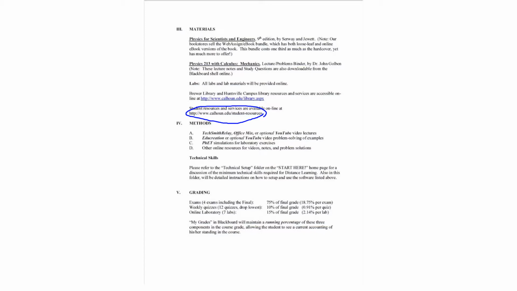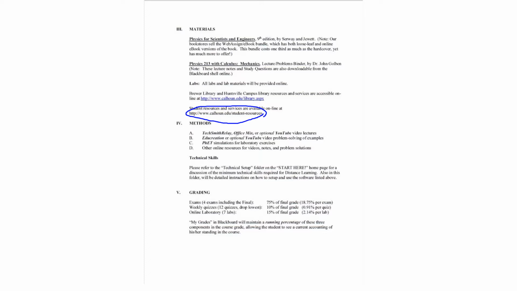Grading. For a fall or spring semester, there will be 4 exams, including the final, and this will consist of 75% of your grade, so it is 18.75% per exam for each of those 4 exams. If it's a summer semester, it'll only be 3 exams, and so each exam would be 25% of your grade.